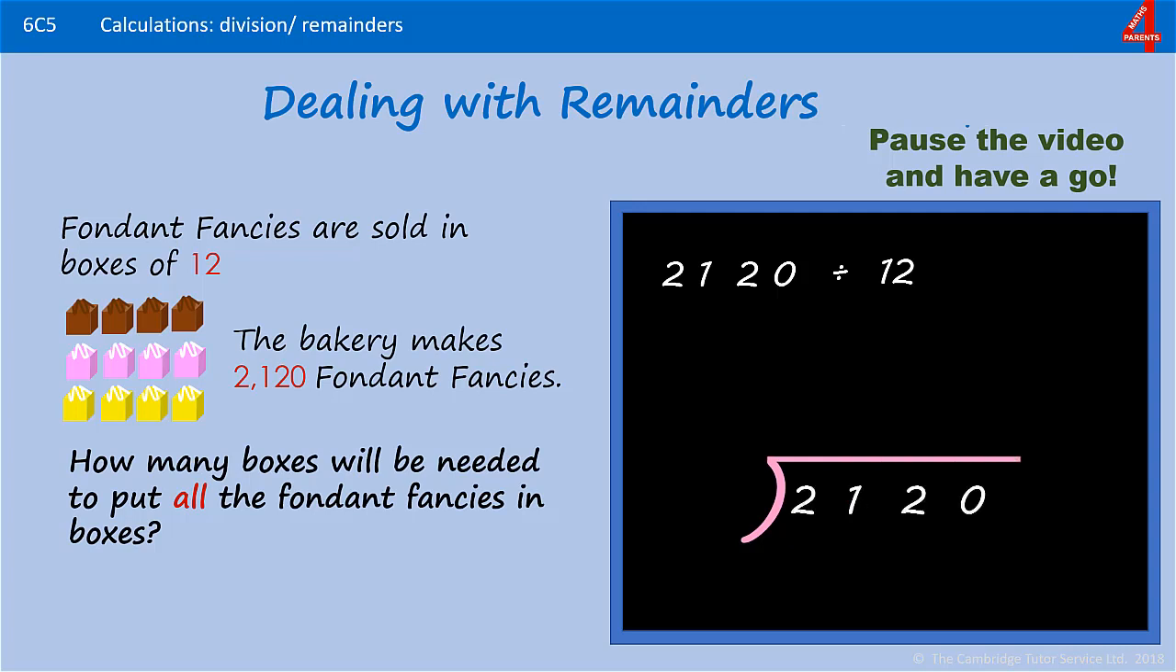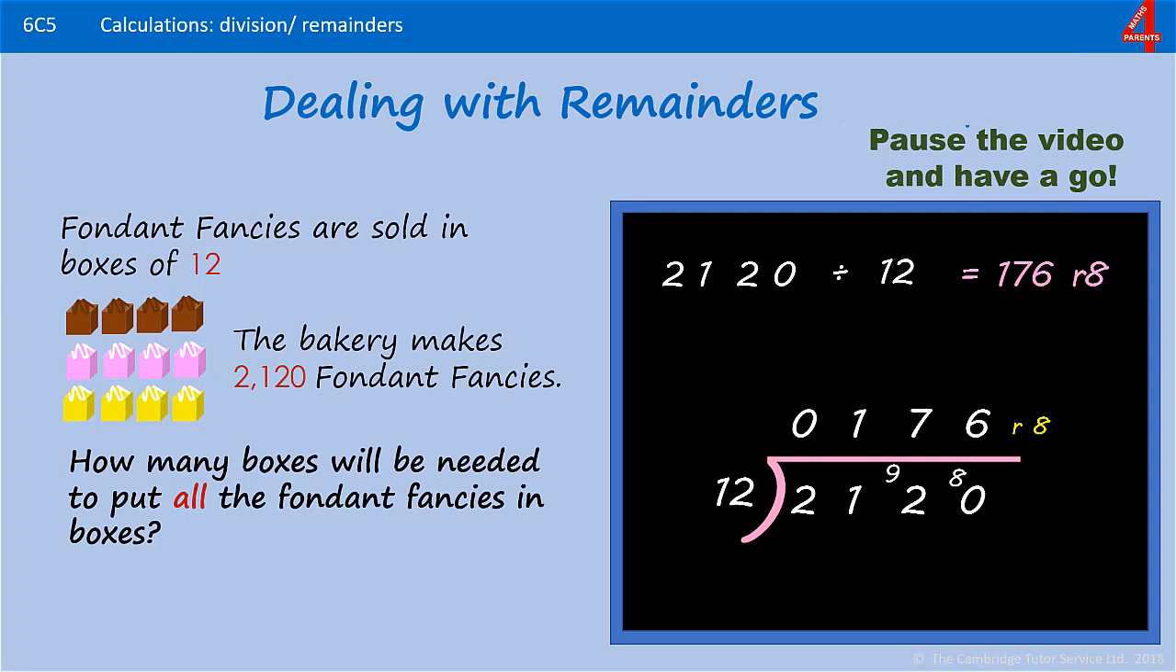Using short division again, 12 into 2 doesn't go. 12 into 21, that just goes once, remainder 9. 12s into 92, really helps to know your tables here, that's 7, remainder 8. 12s into 80, that goes 6 times, and we have a remainder of 8. The answer to the calculation is 176, remainder 8.